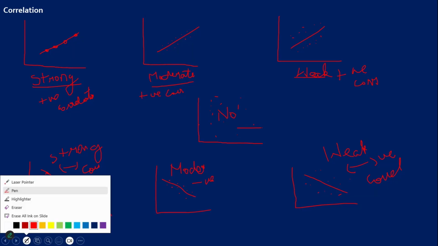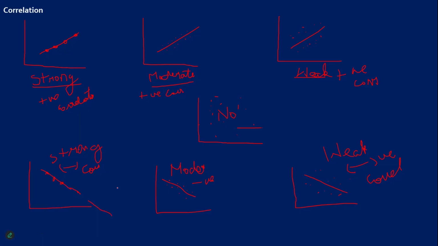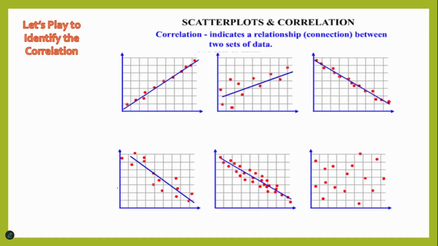All right. If you want, you can take a note. Let me leave this for now. Let's go to the next slide. All right. Let's try to identify some correlation and see how our understanding is, okay? Or else we'll again review the topic. How about this one, the first one? First, identify if it's positive or negative. Step by step, we'll go.